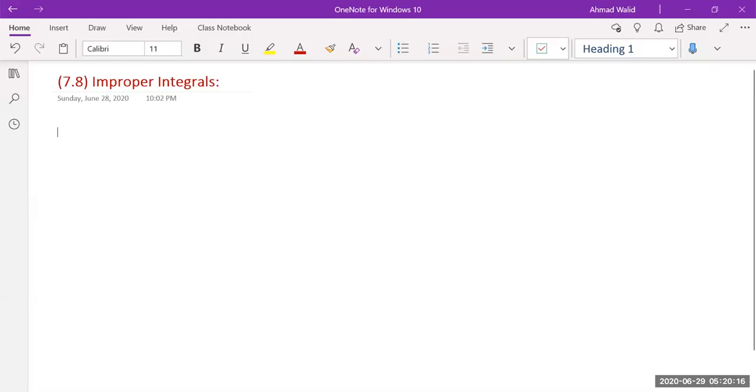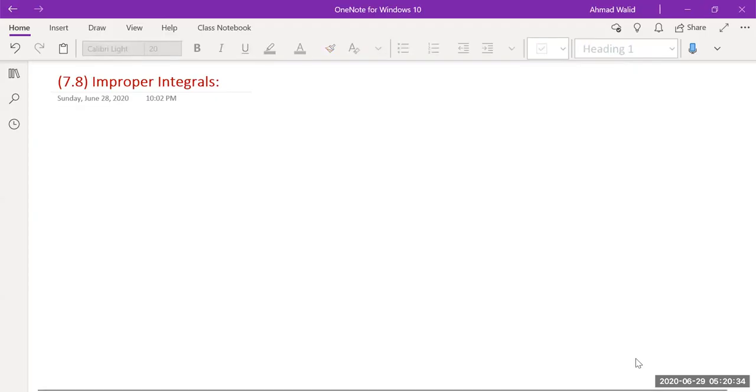Hello all. Let's start 7.8. 7.8 is improper integrals. Before starting with improper integrals, let's remind ourselves what we did up to now.